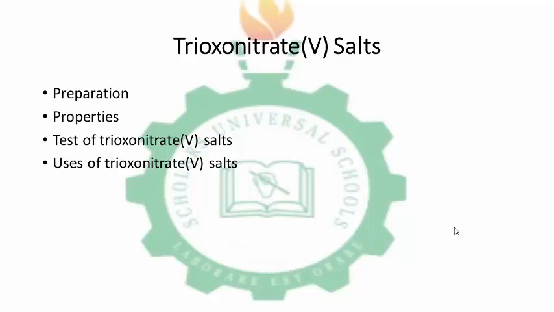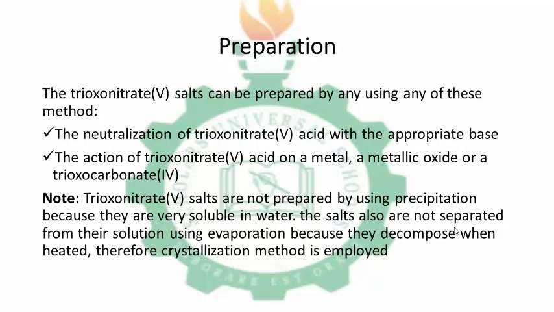Now, under triazole salts, we're going to be discussing how you can prepare them in the lab, their properties, and how you can test for triazole salts and some important uses of triazole salts. Now, triazole salts can be prepared by using any of these methods. First, the neutralization process of triazole acid with the appropriate base, or the action of triazole acid on a metal, a metallic oxide, or a triazocarbonate 4.